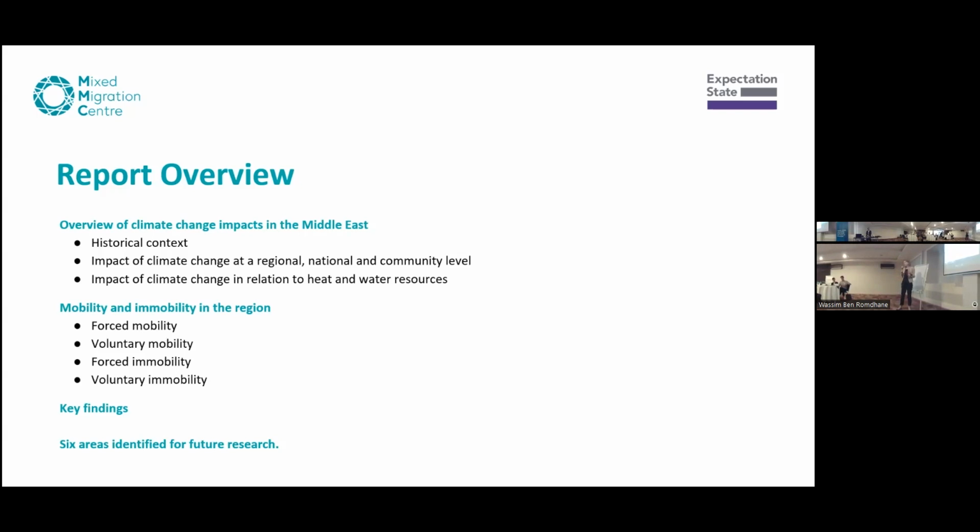And then we bring that together into a series of key findings where we bring the climate literature together with the migration literature and try and make sense of it together. And then part of the driver behind this was to think about potential case studies, or hotspots, if you like, that could use further research.